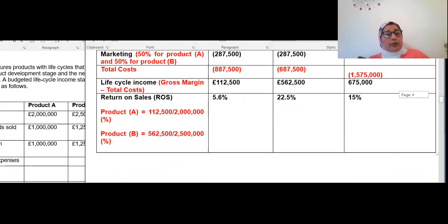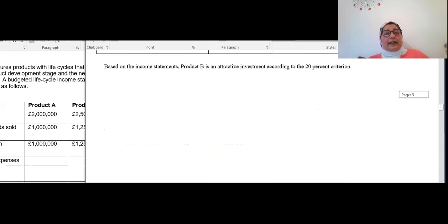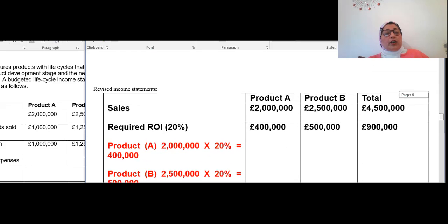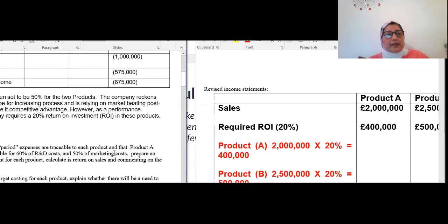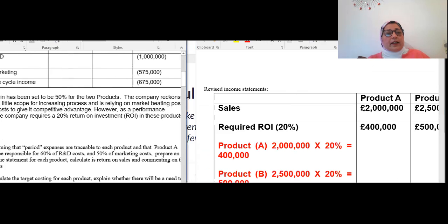You calculate the return on investment, and then second part of the question, we get sales, which is 2 million to 2,500,000 and the total. And then there is a required in the question, it says return on investment is 20%. I think it was mentioned somewhere here. I will try to show you. Yes, here it is. It says here the return on investment is 20%. So what we really need to do is just getting sales.